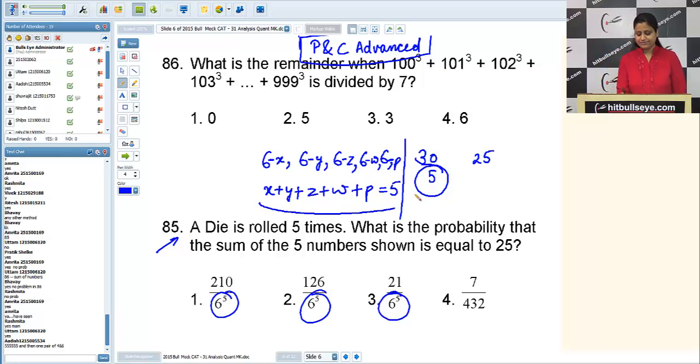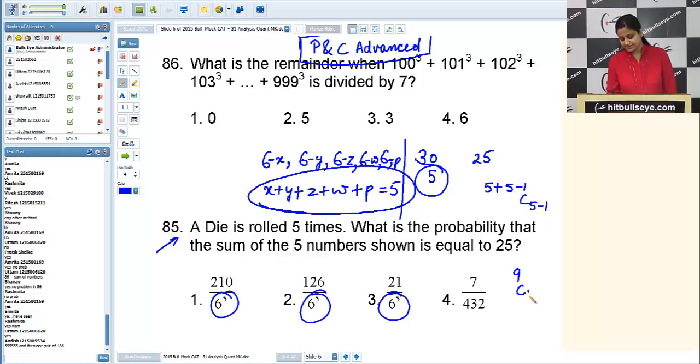Now you can directly apply that formula n plus k minus 1. Find the number of non-negative integral solutions. So it will be 5 plus 5 minus 1 C 5 minus 1, which comes out to be 9C4, and that is the numerator in this sum. Very, very good sum. Very good sum. Is it okay?